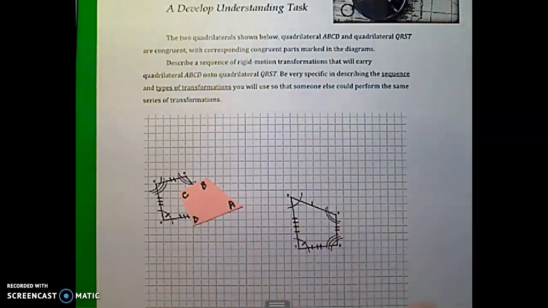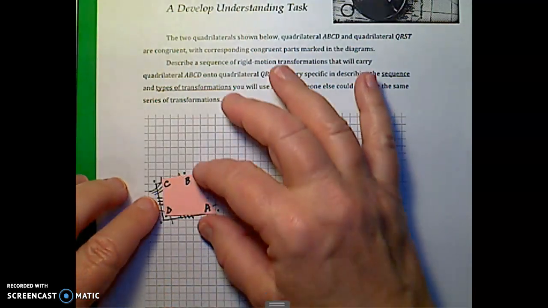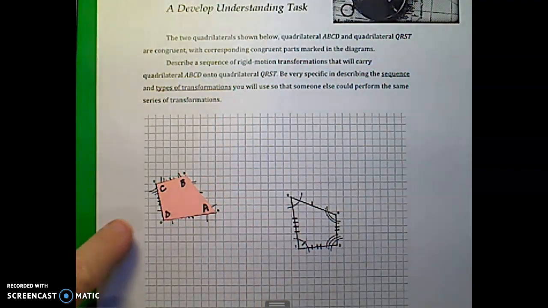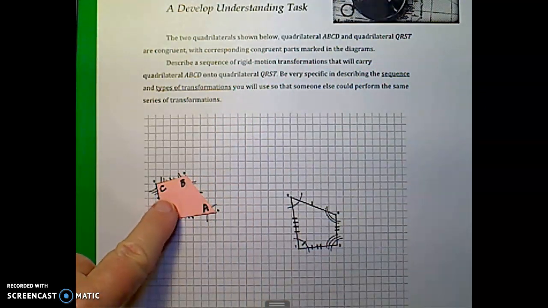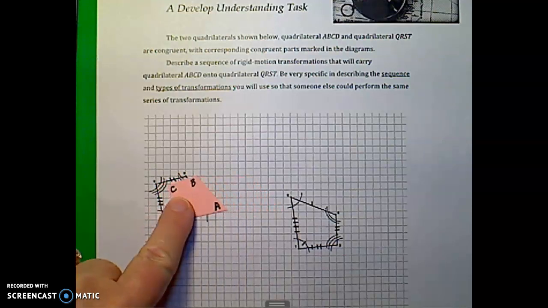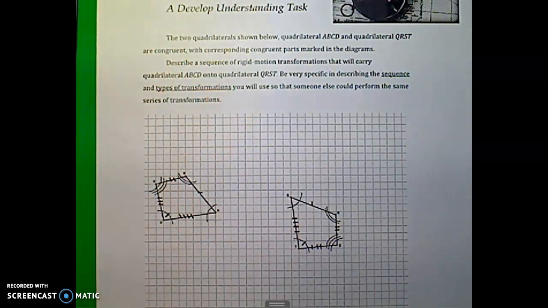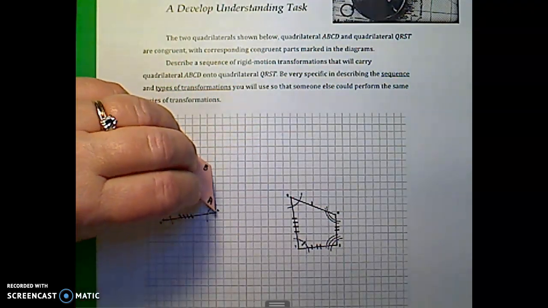What I have is this. I made a little puzzle piece to represent that quadrilateral. Basically, we can translate, which is move in the X and Y direction. We can rotate, and we can reflect. And remember, reflection would actually flip this whole thing over.